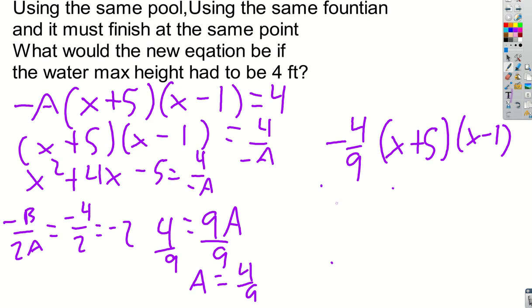So to review, they said the maximum height is going to be 4, so we say equal to 4, which means that the rate of change is no longer 1, so we left it as a, and we solved for our vertex so that we could find our rate of change.